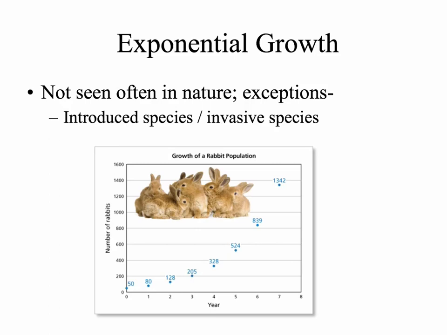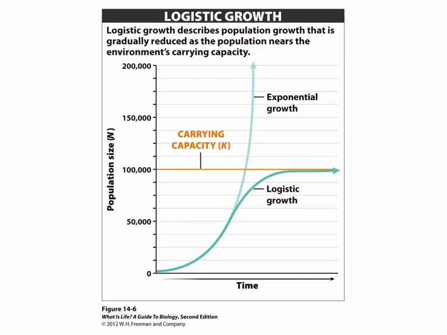Introduced species or invasive species will also increase exponentially, at least for a time. A good example of this was rabbits when they were introduced into a new population. They bred rapidly and their population skyrocketed at an exponential rate. As we mentioned before, exponential growth cannot continue forever.